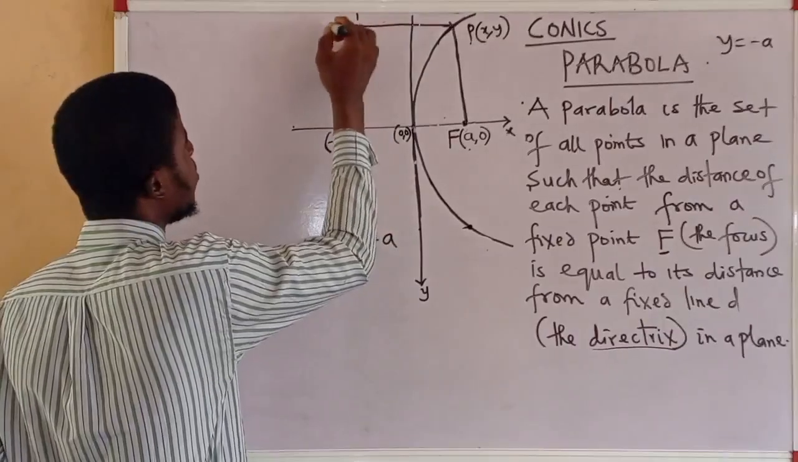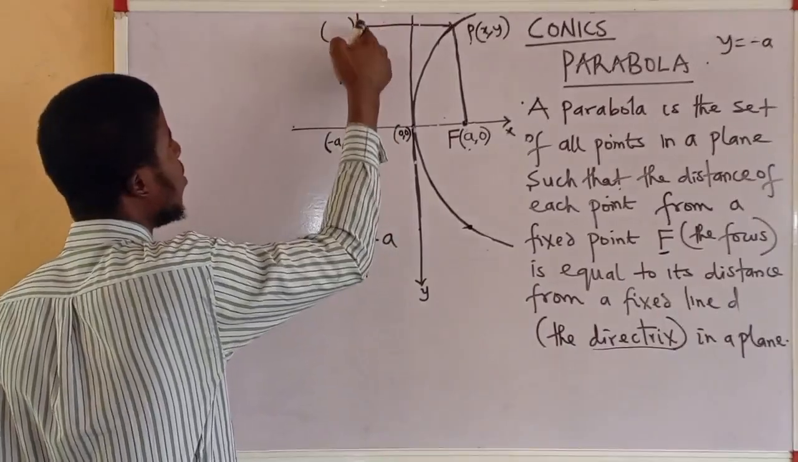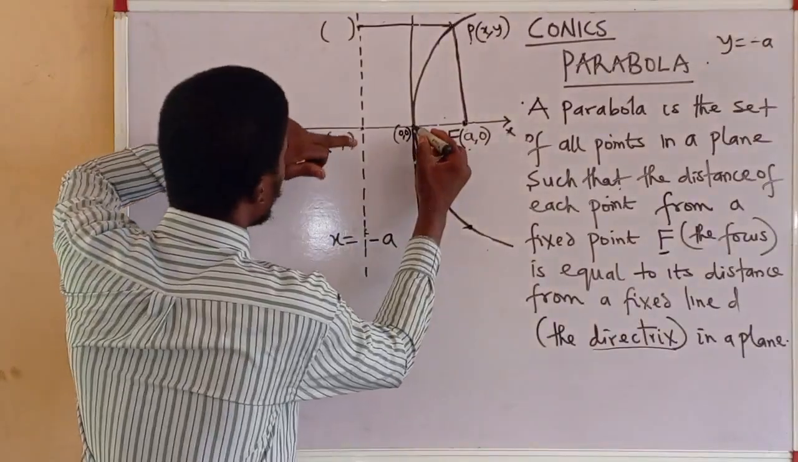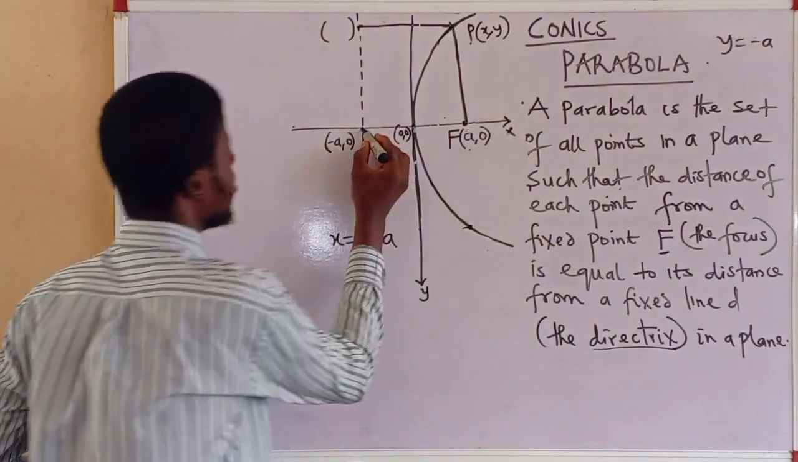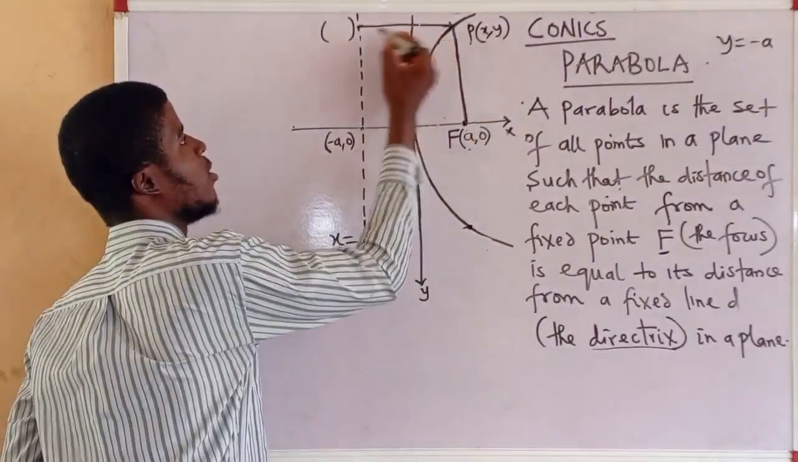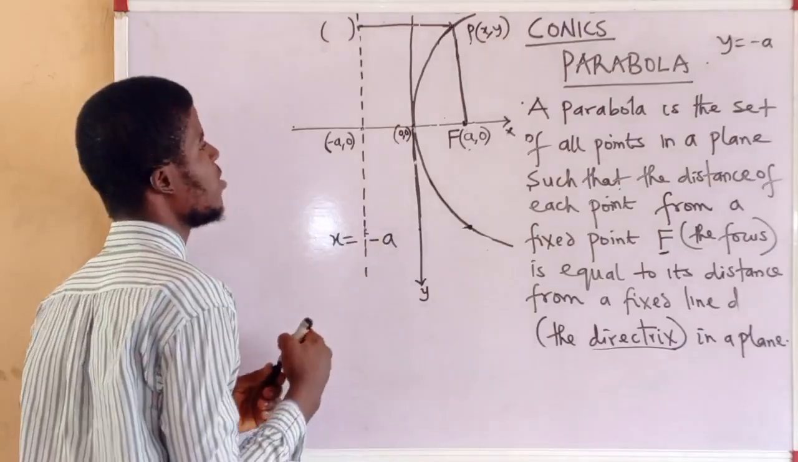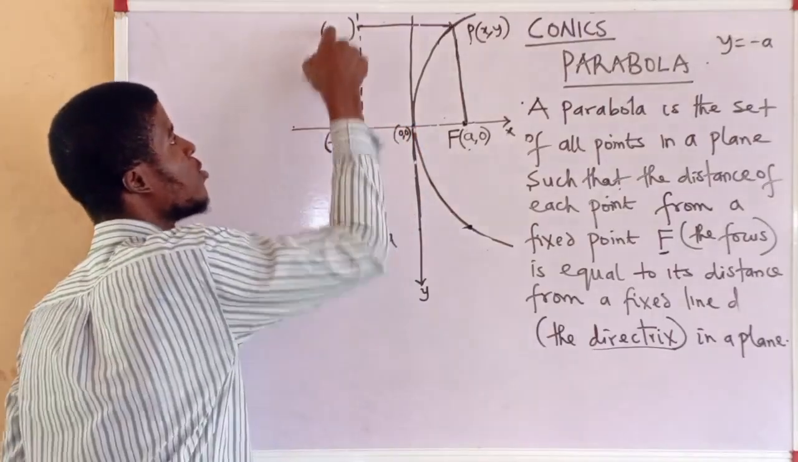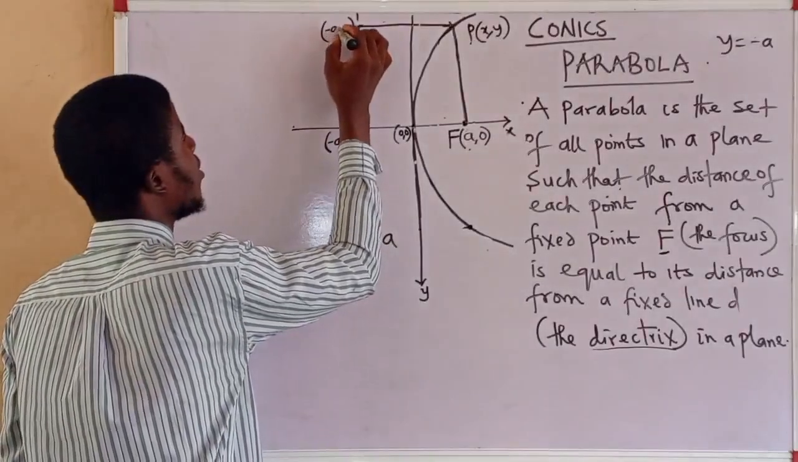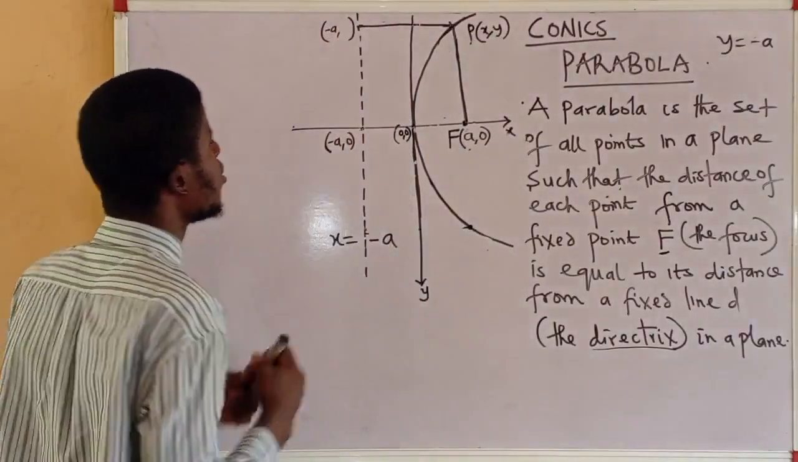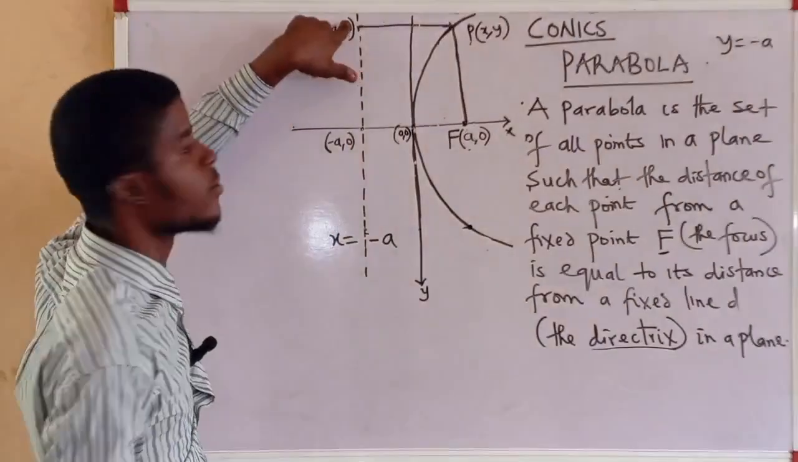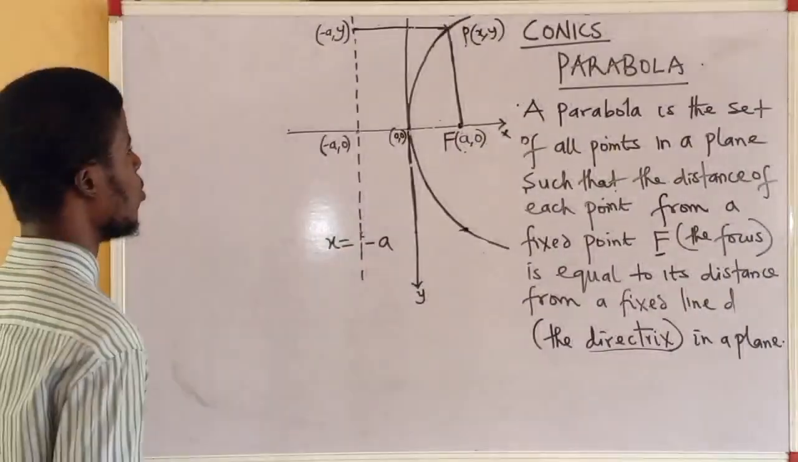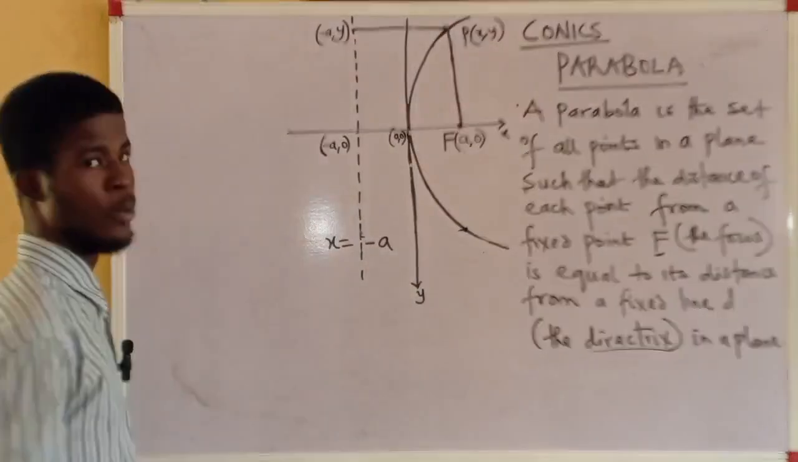Let us impose a point here on the directrix. All right. The distance from here to here is the same as the distance from here to here. So if x is minus a from here to here, then it is also minus a from here to here. But it is not 0 here. It is, let's say, y. So what is the equation of the parabola?